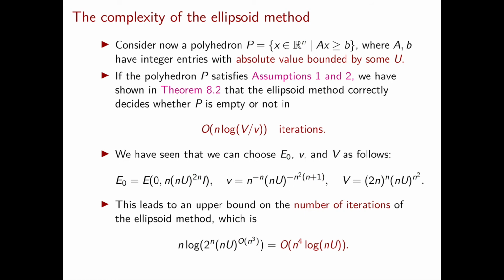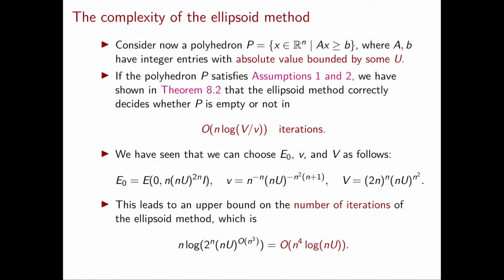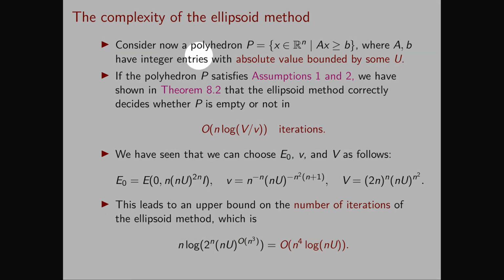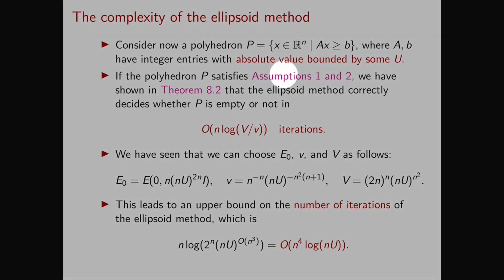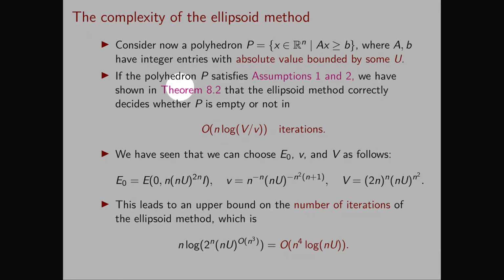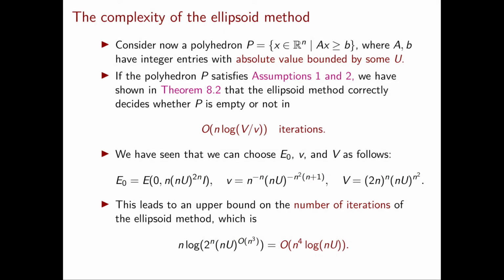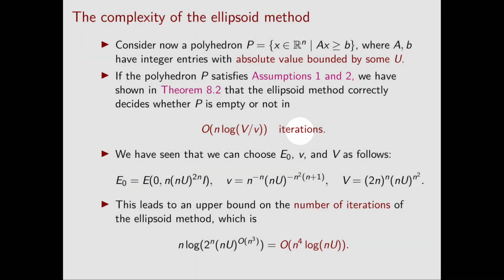Our input is only a polyhedron P defined as the set of points x in Rn that satisfy Ax greater than or equal to B. So the matrix A and the vector B are given in input. They have integer entries and they have absolute value bounded by some capital U. Now the easy case is whenever the polyhedron P satisfies assumptions 1 and 2. Under these assumptions, we have shown already in theorem 8.2 that the ellipsoid method correctly decides whether P is empty or not in big O of n log capital V over V iterations.